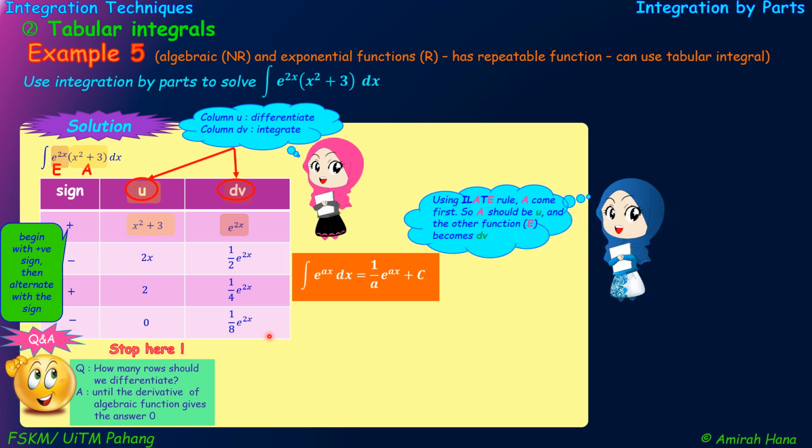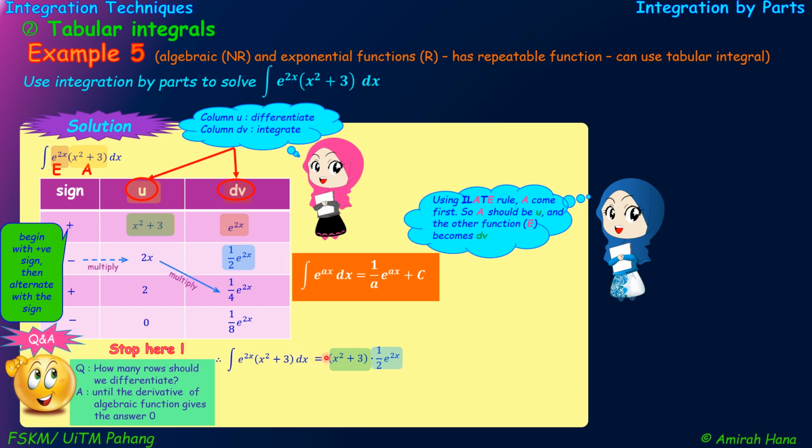Right, after that, we write the given question, integration of e to the power of 2x times x squared plus 3 dx, equals, we multiply this, positive multiplied by x squared plus 3 multiplied by half e to the power of 2x. So we put it here. We have x squared plus 3 and then times half e to the power of 2x.